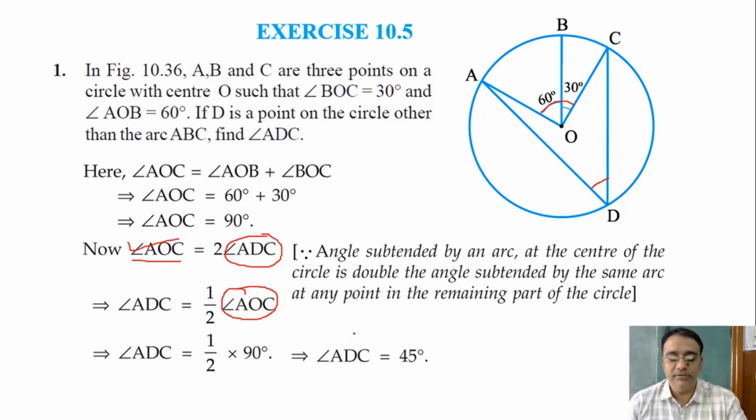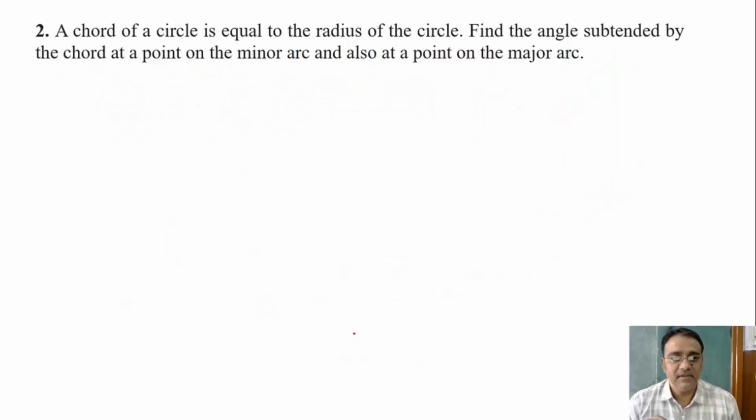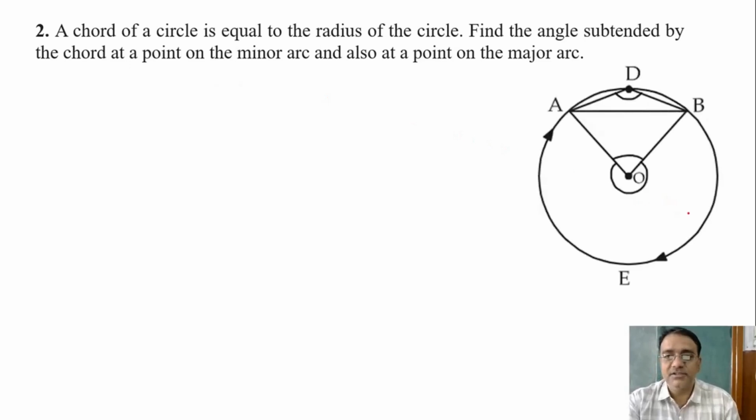Okay, so now we'll move toward the second question. A chord of a circle is equal to the radius of the circle. Find the angle subtended by the chord at a point on the minor arc and also at a point on the major arc. So this is the figure.